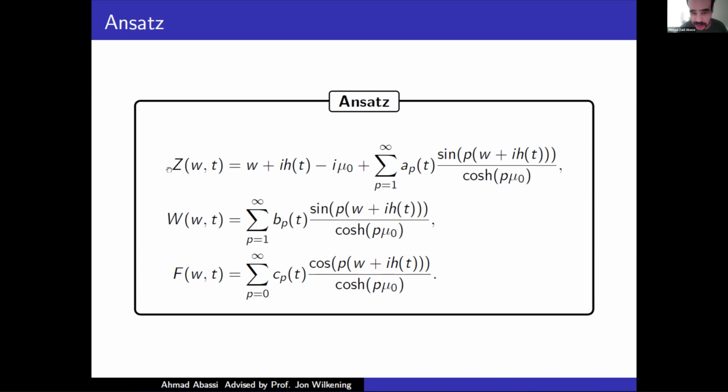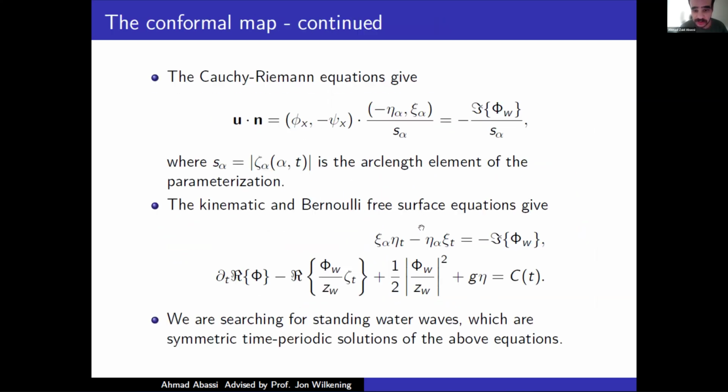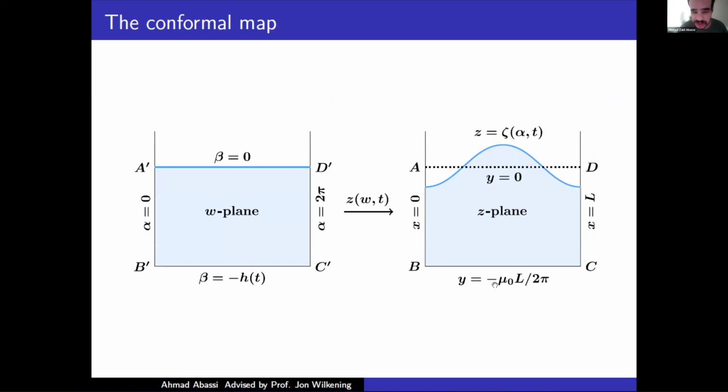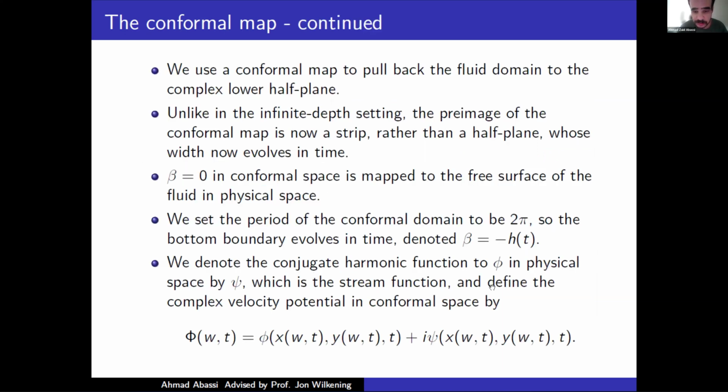So this is the Fourier representation of big C. This is the Fourier representation of big W, and this is of F, where the first two are sine series and the last one is a cosine series. And h, as we've explained, is the height function dictating the time evolution at the bottom boundary of the conformal image of the problem. And mu0 turns out to be a dimensionless fluid depth, actually, because as we saw on the slide representing the conformal map, as we will see, this represents the depth in physical space with dimensions.